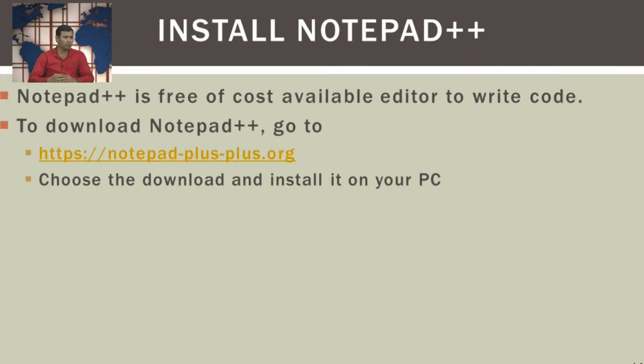Now, for HTML we are using the editor Notepad. For writing PHP, of course, we can use Notepad, but I prefer a freely available editor called Notepad++. Again, it is freely available, so you can download it from the internet. The URL to download Notepad++ is notepad-plus-plus.org. You can download it and click the exe file, and very easily it will install on your PC.